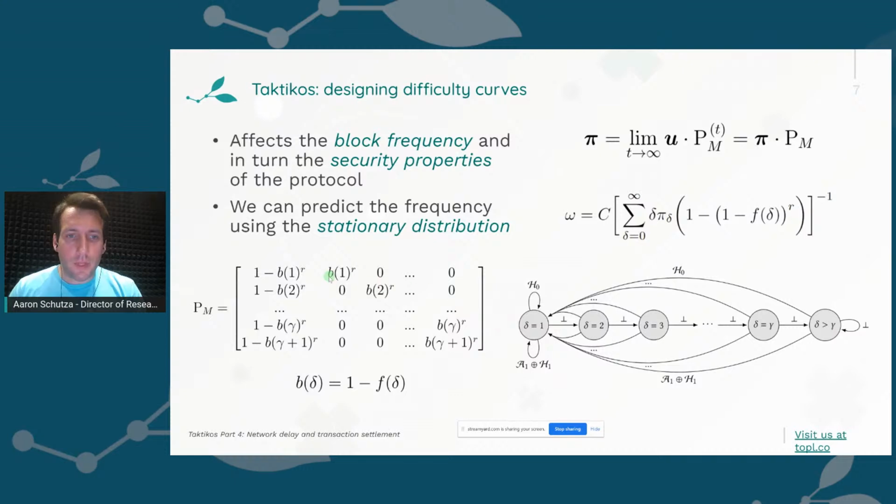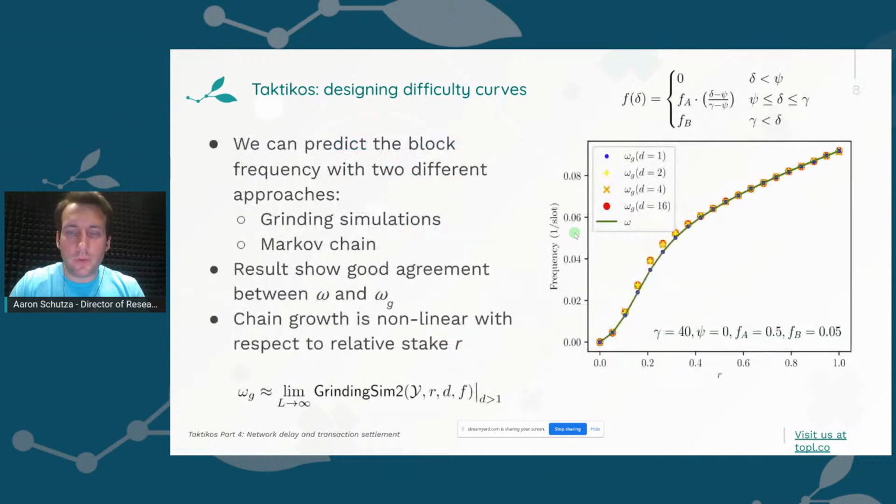And we represent the transition probabilities with respect to the difficulty curve with this transition matrix, which allows us to calculate the stationary distribution of this Markov chain. And that's how we're calculating the block frequency in these models. So block frequency is an analytically predictable quantity, and we can predict the quantity and compare with our previous numerical results from the grinding simulations.